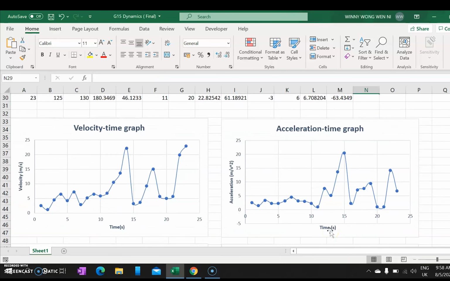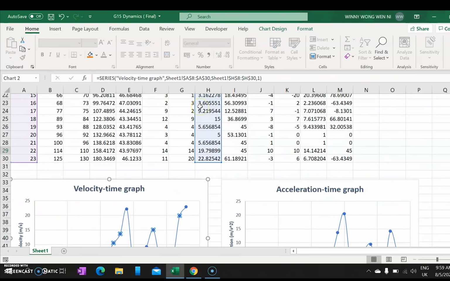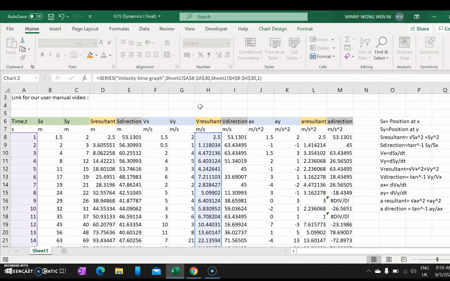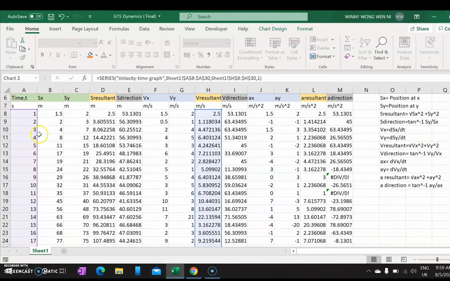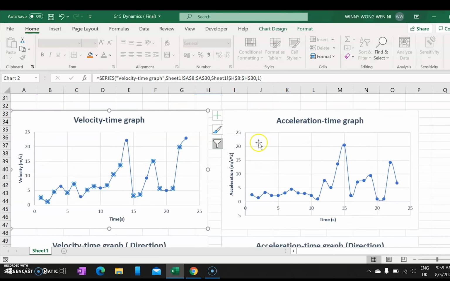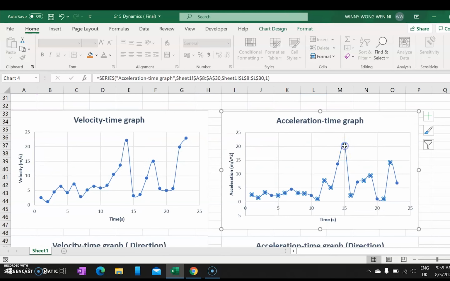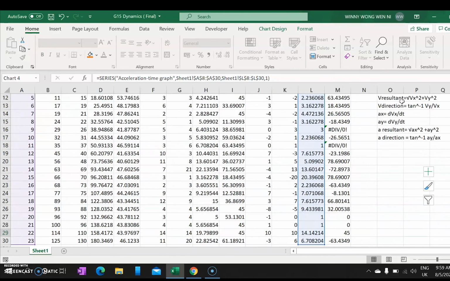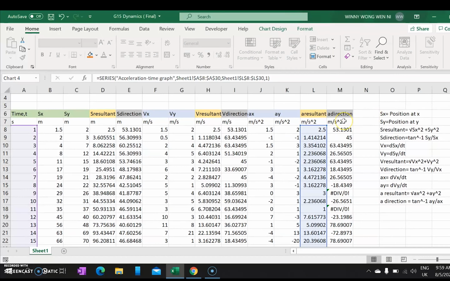Now I would like to explain regarding the velocity time graph and acceleration time graph. Both of these two graphs show the resultant velocity over the change in time. So when we see this, the values we'll be using are the V resultant in t and the change in time. For acceleration, the values are according to the change in the resultant acceleration and the change in time.